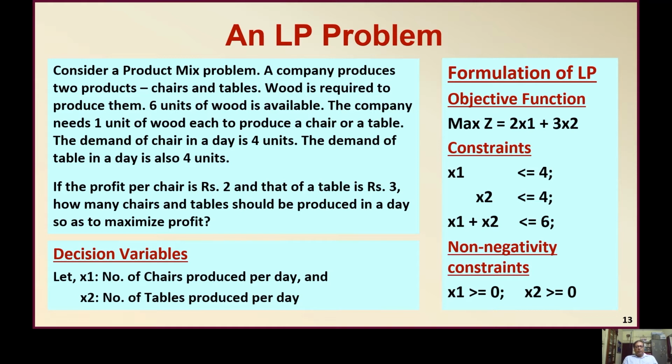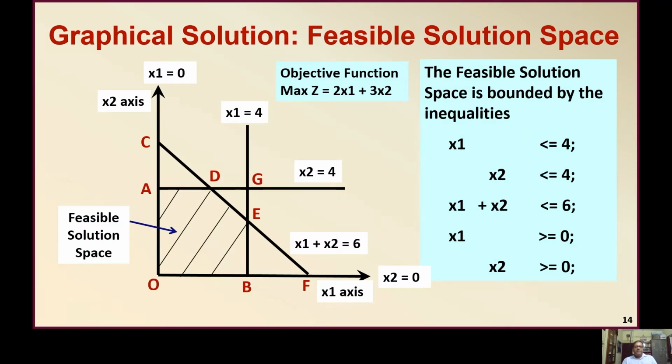Now suppose we want to plot this on a graph. How does it look? This is what has been done. You see, this is the x1 axis and this is the x2 axis. So what is the value of x1 along the x1 axis?